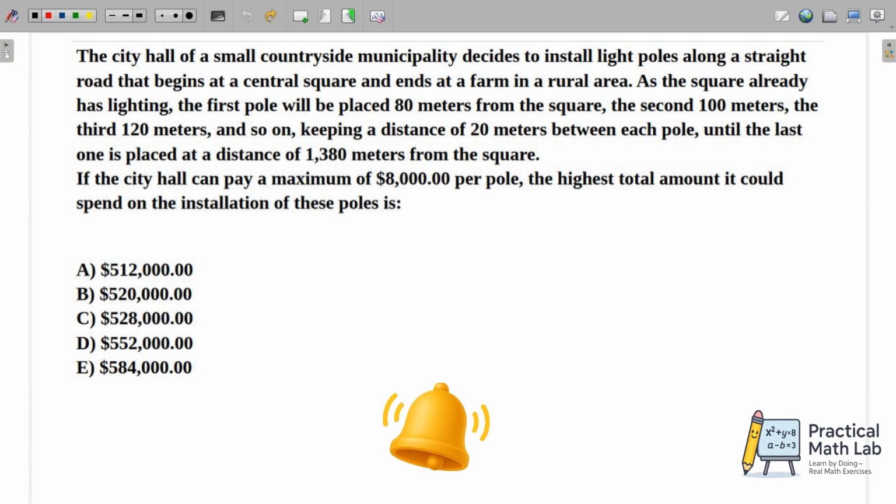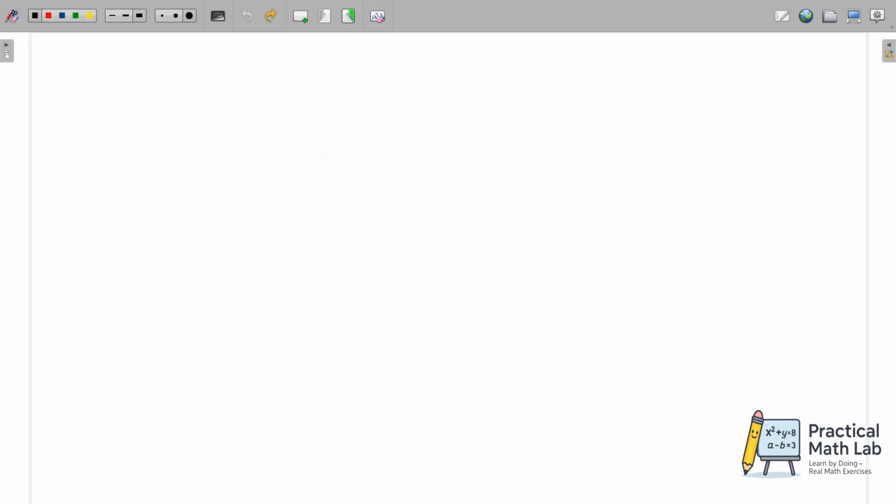If the city hall can pay a maximum of $8,000 per pole installed, what is the highest amount they could spend on installing these poles? What will the answer be? Let's go. First, let's identify the terms here. The poles start being placed at 80 meters from the square, so let's call that A1. A1 is equal to 80.